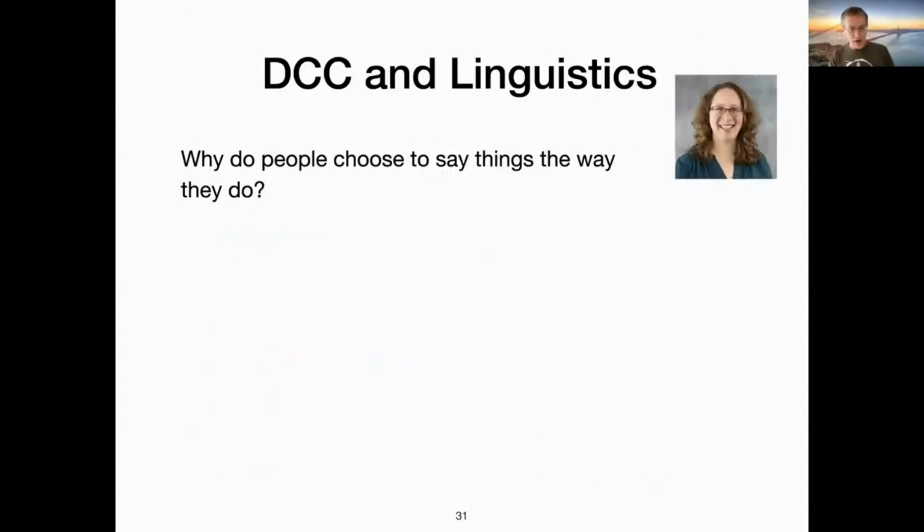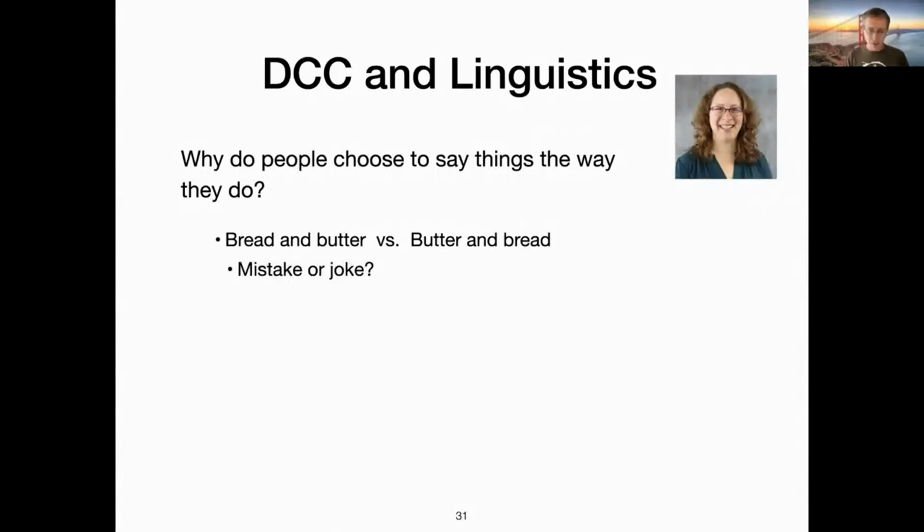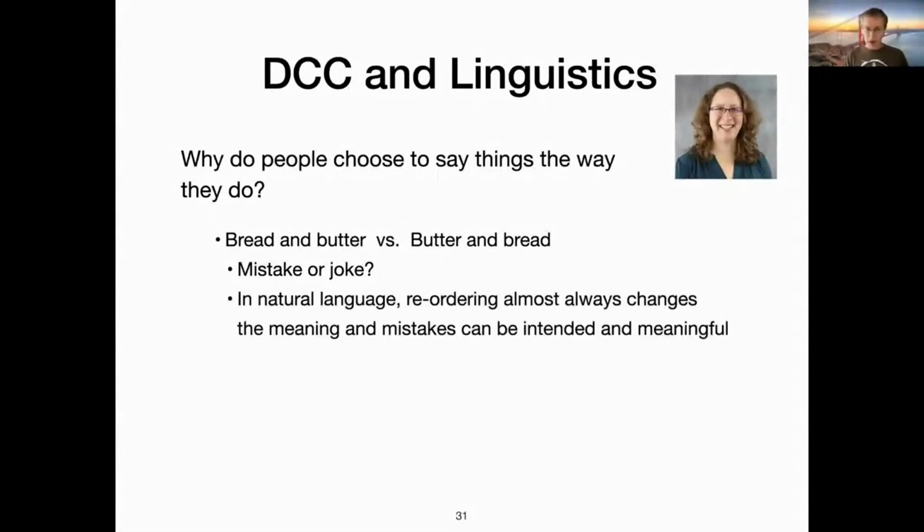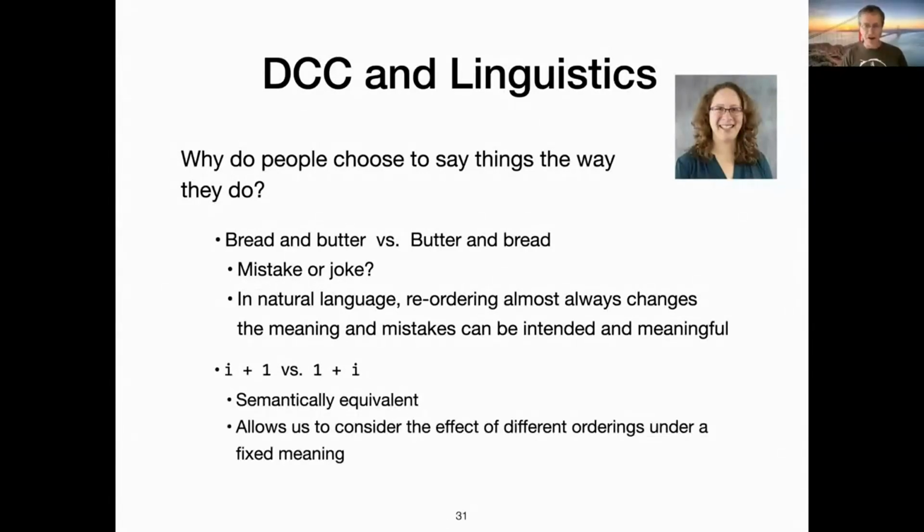It offers a new angle on age-old questions in linguistics. Consider the question, why do people choose to say things the way they do? In English, bread and butter is preferred to butter and bread. If someone says butter and bread, are they joking or is it a mistake? It's hard to know because in natural language, reordering almost always changes the meaning and mistakes can be intended and meaningful. In code, expressions like i plus 1 and 1 plus i are semantically equivalent. Code allows us to separate meaning and order.